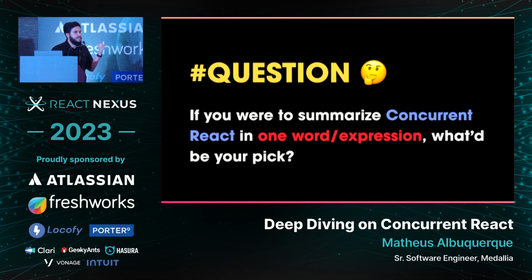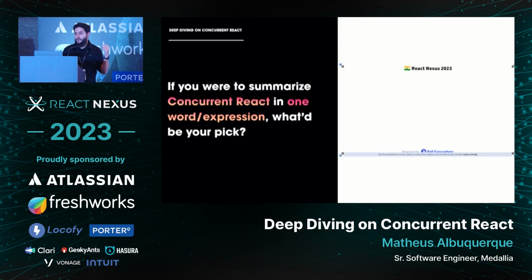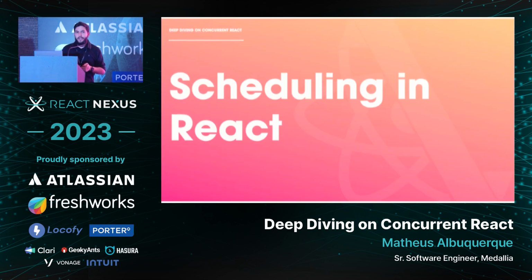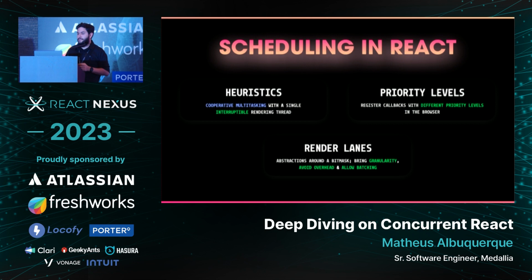So back to the question I asked eight minutes ago. So those were your answers, and I can see that by far, parallel was the most common one, and then we had threads and parallelism, etc. And it's great that we did talk about parallelism. But if I had to summarize concurrent React in one word, it would be the other way: scheduling. So for this, let's talk a little bit about scheduling in React.